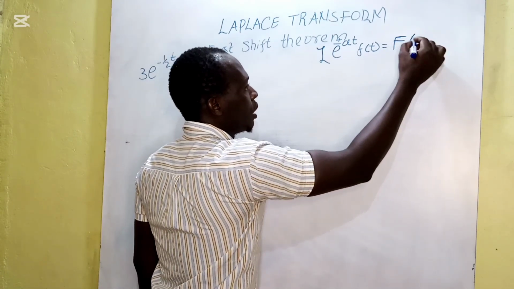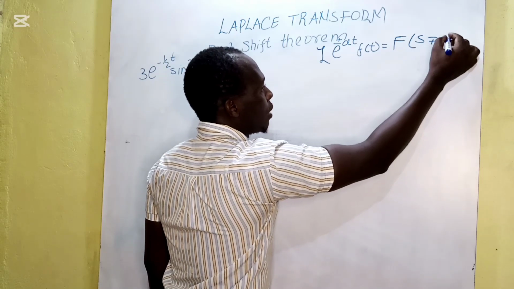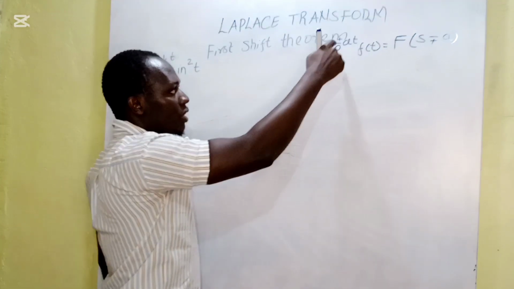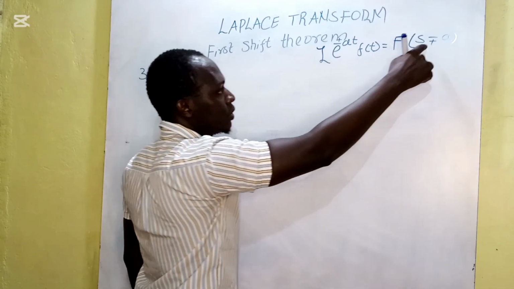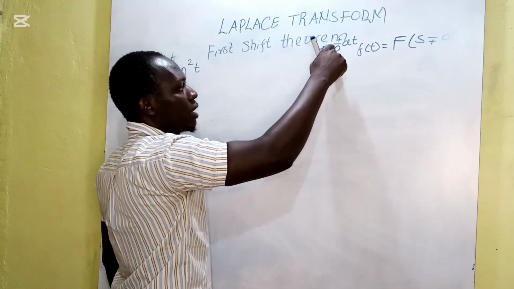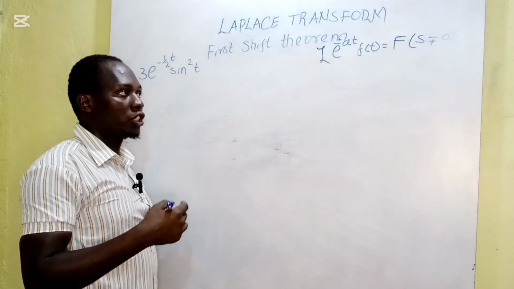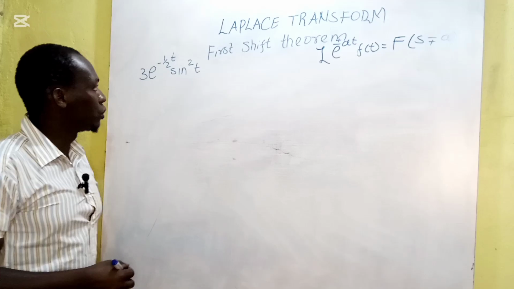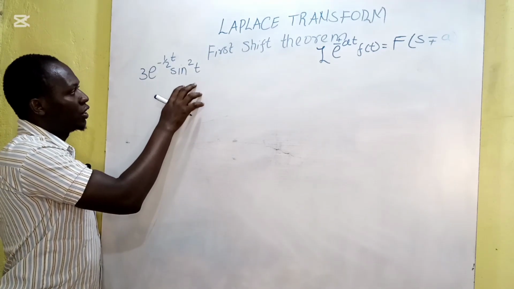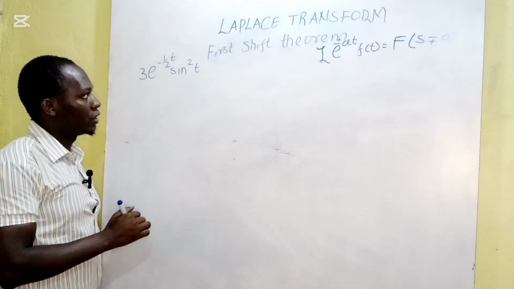Here a is positive or negative. It is equal to, we first find the Laplace transform of our function f of t, and then to the term of s we come and shift directly, to mean that when we are having here a positive, here we are going to have a negative, and when we are having here a negative, to the term of s that will be shifted, we are going to have a positive.